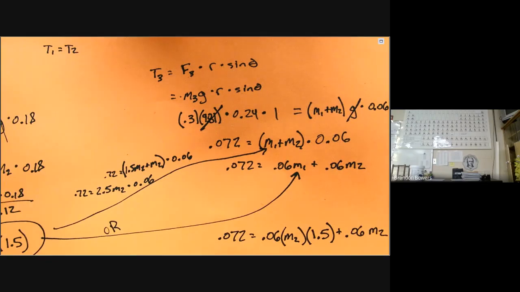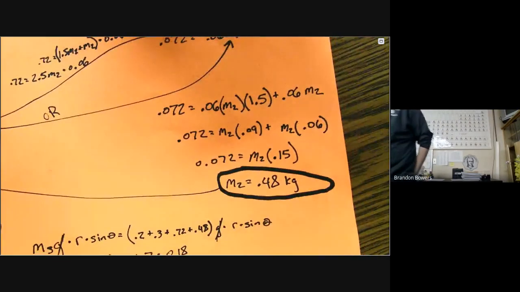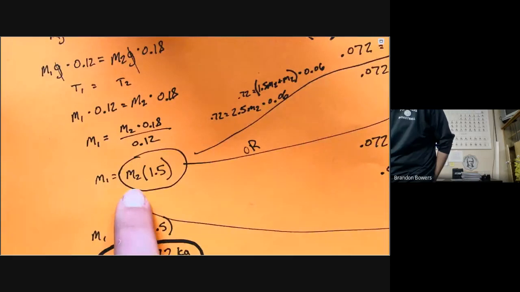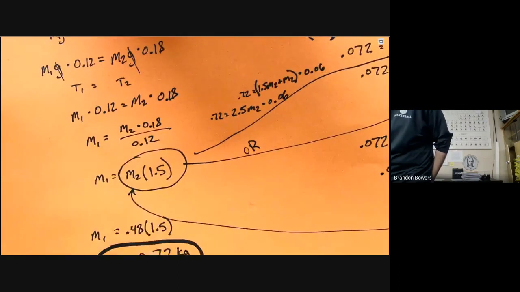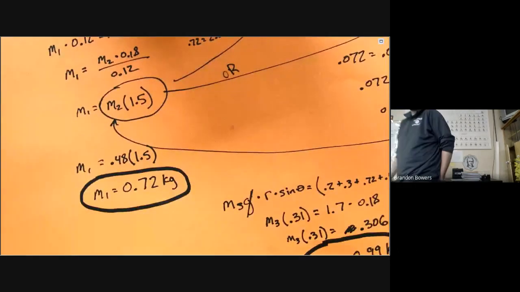So right here, this was my shortcut. That's the long one. This was my shortcut. 0.72 is equal to 2.5 M2s times 0.06. And that helps you solve for M2. So your final answer for M2 should have been 0.48 kilograms. Okay. Knowing that, you can plug 0.48 into this, and that will give you 0.72 kilograms.